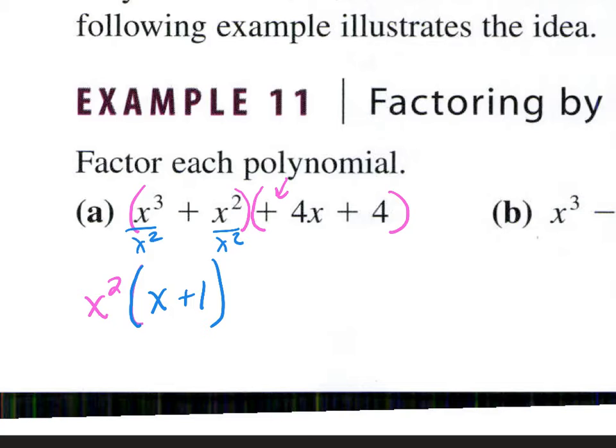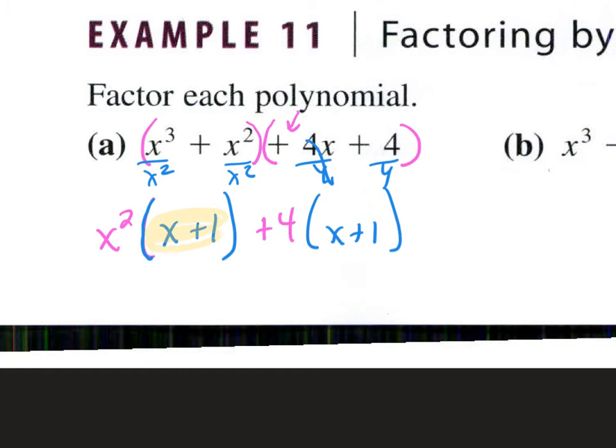All right, what happens with the next parenthesis? Look at 4x plus 4. What can I take out of 4x plus 4? Positive 4. And then when I do that, divide by 4, I'm left with x plus 1. Everybody see that? What do you notice about the blue parentheses? They're both the same.